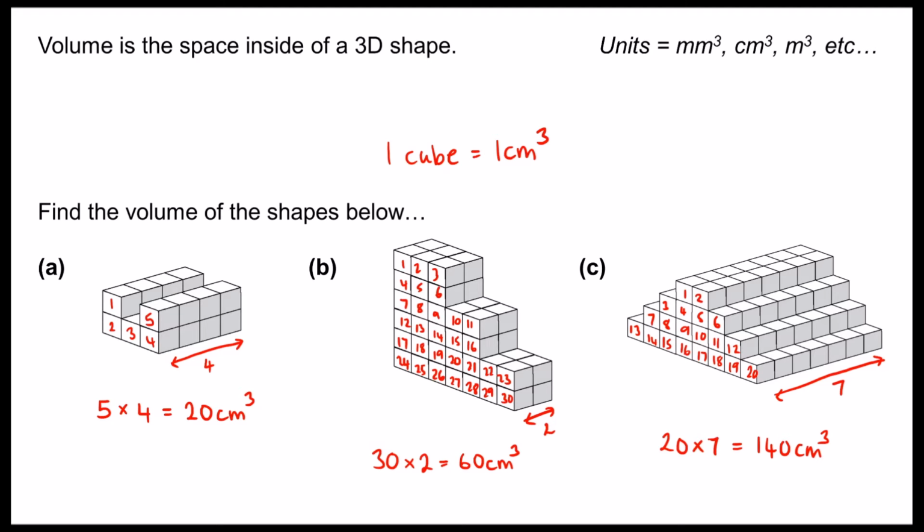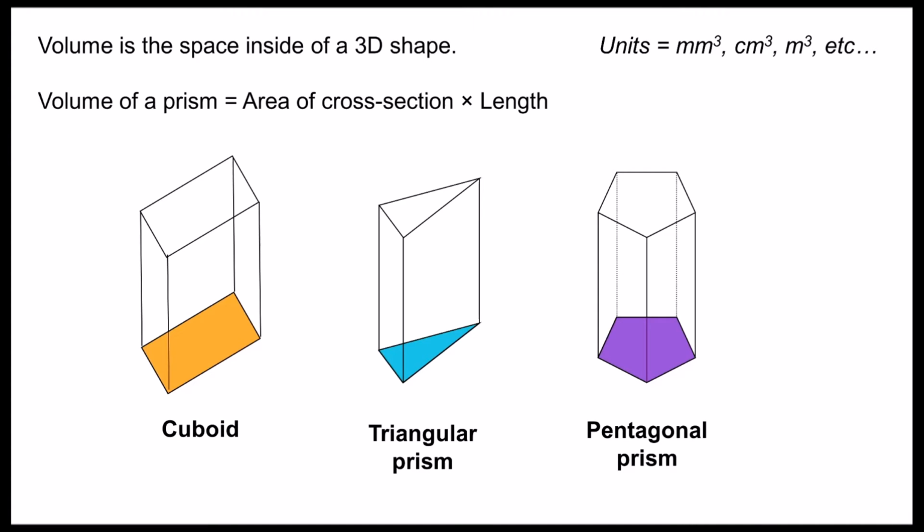All of the shapes in this question are prisms. That's because the end face repeats itself through the length of the shape. As we did for these 3 examples here, we can use that fact to help us work out the volumes of prisms really easily. I can start off by saying that the volume of any prism is simply the area of its cross-section times by the length.